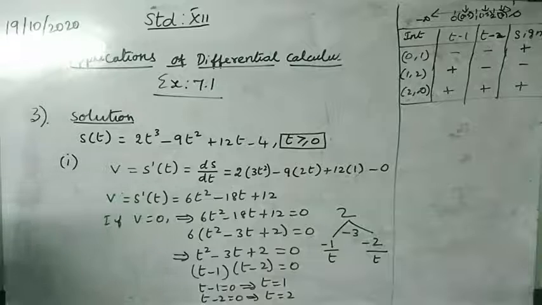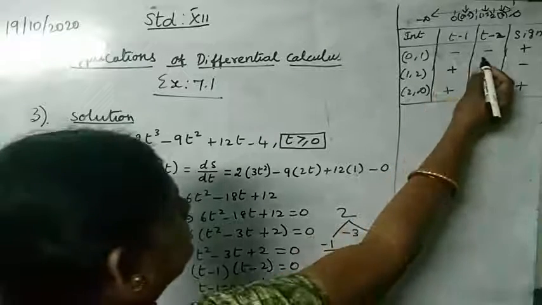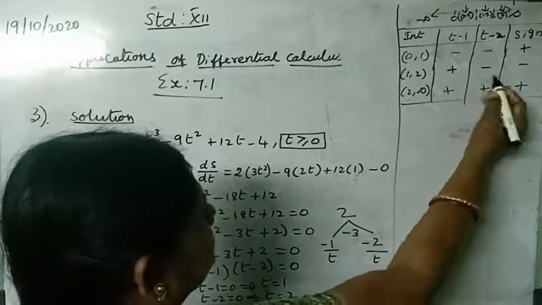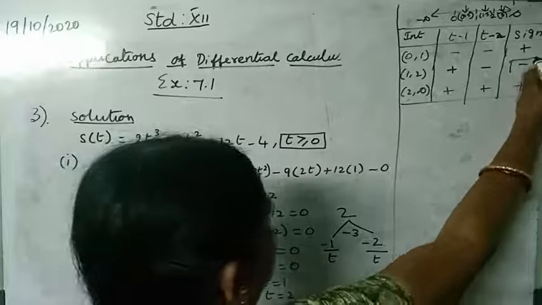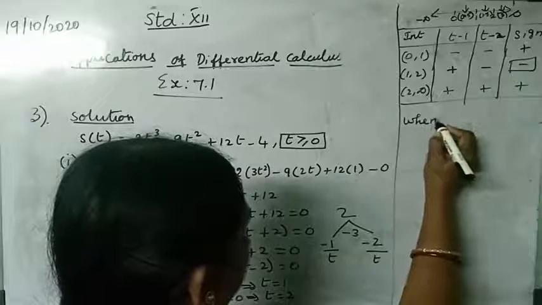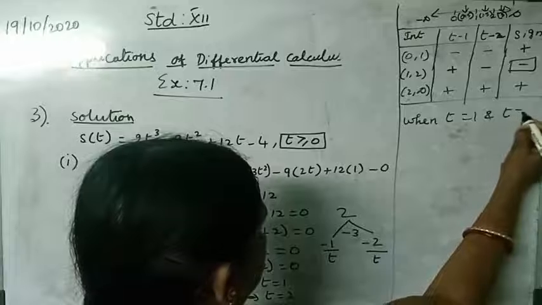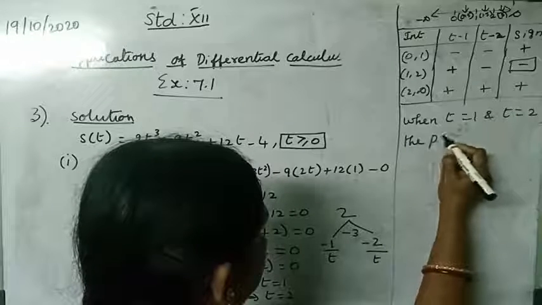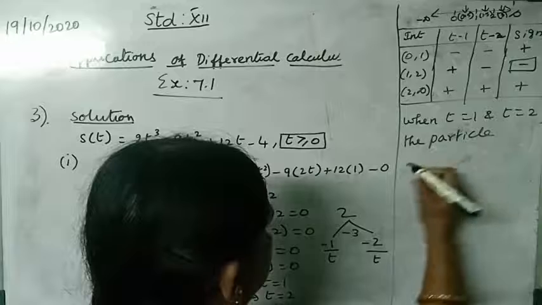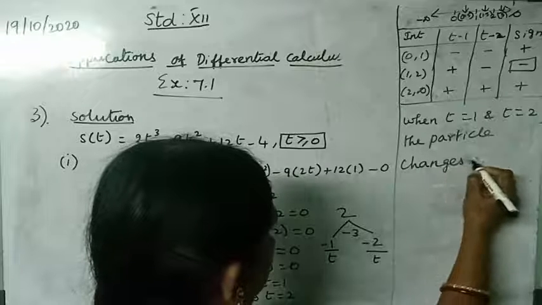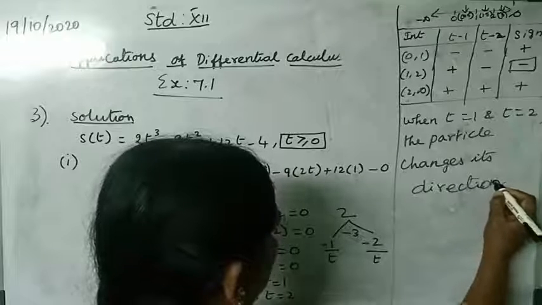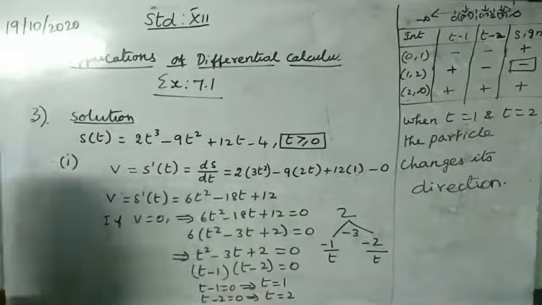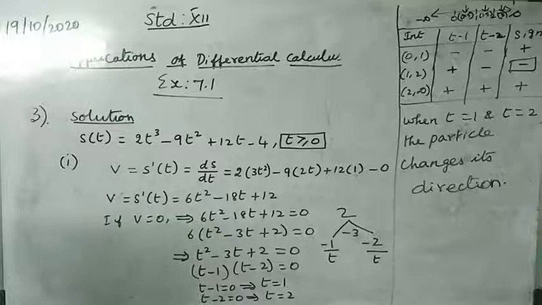Now where does it change its direction? Look at these signs. Here minus, minus, no change. Plus, minus, here the direction changes. Here plus, plus, no change. So here we got the changes. So when t equal to 1 and t equal to 2, the particle changes its direction. That is the answer. So the particle changes its direction when t is equal to 1 second and t equal to 2 seconds. Now let us go to the second subdivision.